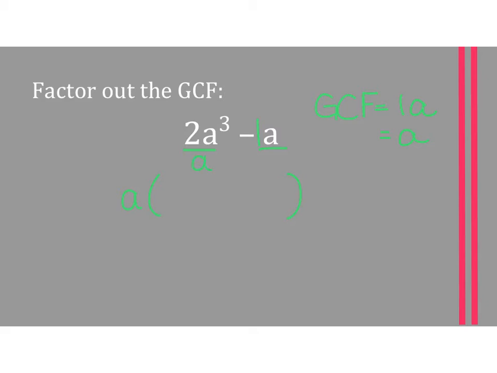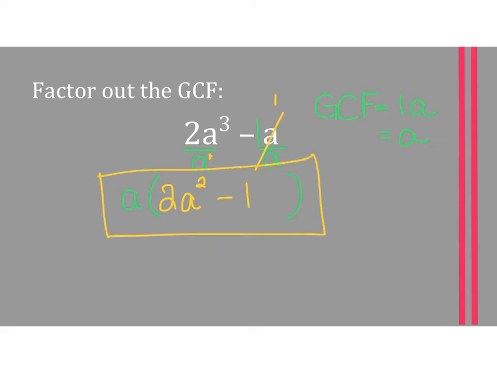And I'm going to divide each term in the binomial by a. So 2 divided by 1 is still 2. A cubed divided by a to the first, remember, is keep your base, subtract your exponents. So it's 2a to the second. And then 1a divided by a is equal to just 1. So it's minus 1. A times the quantity of 2a squared minus 1. Again, a way to check it is make sure this term here and this term here, the only thing that divides into both of these evenly is 1. If I would redistribute, do I get what I started with? Well, I'd have 2a to the third minus 1a, and that's what I started with.